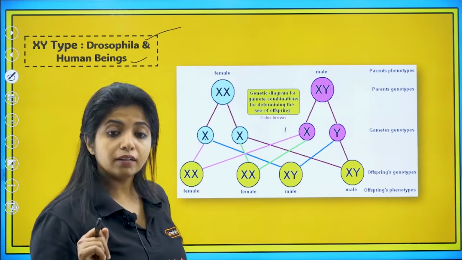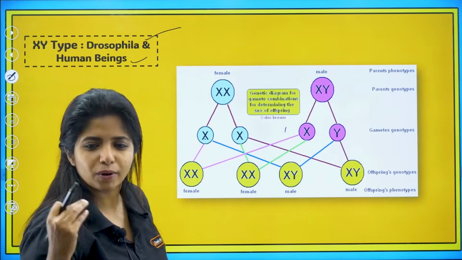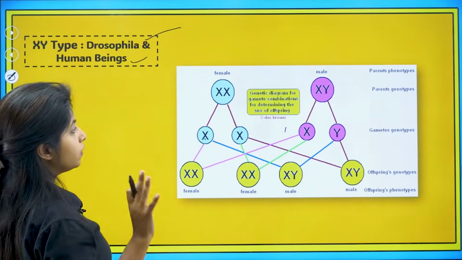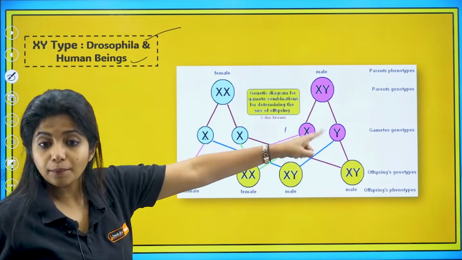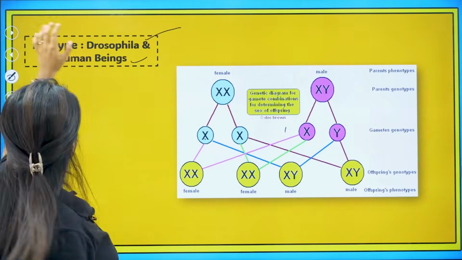A question: parents had three girl children. What is the chance of a boy child being formed? 50% only, whatever you do. Whatever you do, it will be 50%. And here is an example of male heterogamety. Two examples of male heterogamety: XO type and XY type.